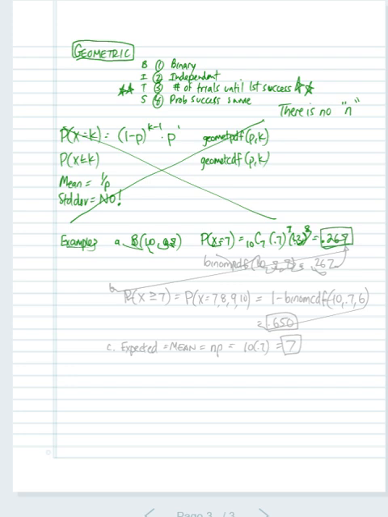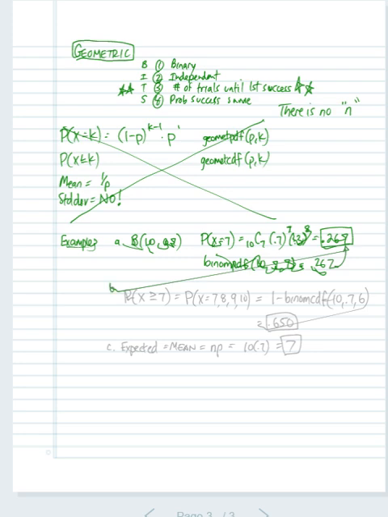Now, we could, of course, have done this with the calculator function, and this one would be a binomialPDF, because it's exactly 7, and so we would do 10, comma 0.7, comma 7, and I will tell you that that comes out as exactly the same as if we had used the formula.